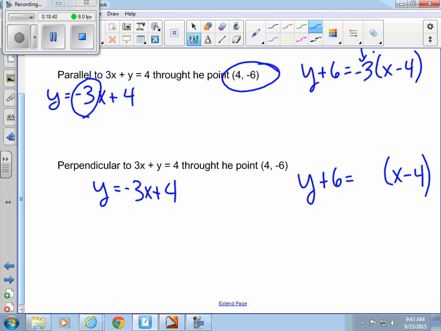But my line is not parallel to it. It's perpendicular to it. So we get positive 1 over 3. Reciprocal and opposite. That makes sense so far. So for the perpendicular, I do the flip and make it negative.